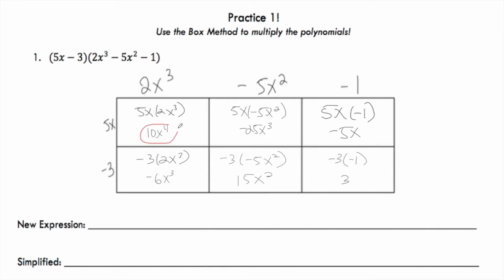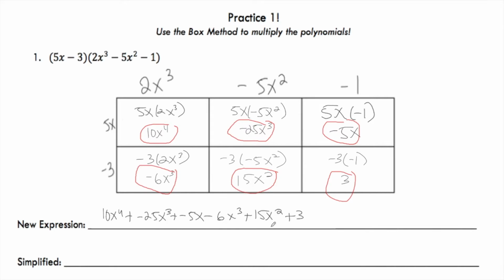I have 10x to the fourth, negative 25x to the third, negative 5x, negative 6x cubed, 15x squared, and 3. So all these final answers, I'm going to go ahead and add them together to create our new expression now that I've multiplied them together. So I have 10x to the fourth, negative 25x cubed, negative 5x, negative 6x cubed, 15x squared, and 3.